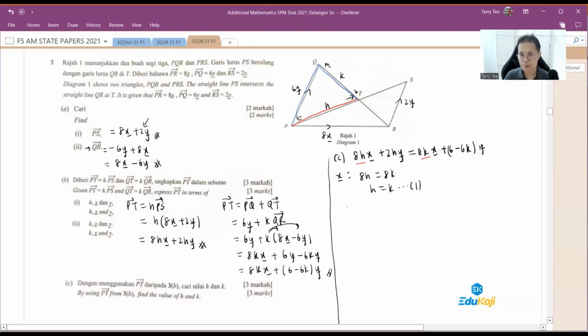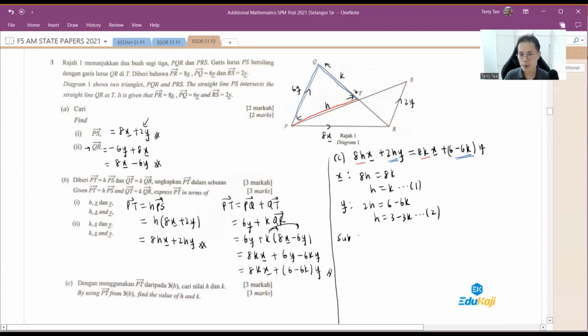Call this equation 1. Then we compare our vector y. The number in front of your y is 2h, and this is 6 minus 6k. So we say 2h is 6 minus 6k. Your h is 3 minus 3k. Equation number 2. So just solve them simultaneously to find h and k.